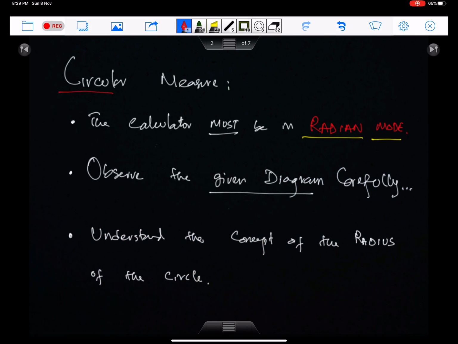Circular measure. Some important points regarding this chapter. The calculator must be in radian mode. Observe the given diagram carefully. Understand the concept of the radius of the circle.